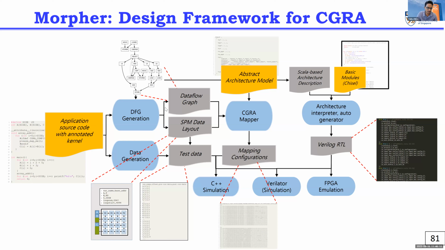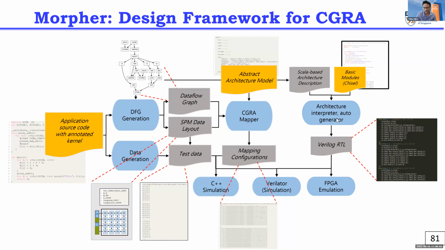So by taking those 3 inputs, the DFG generation unit generates the data flow graph of the application kernel, and also generates the SPM data layout by assigning the loop arrays into the data memory. By taking this data flow graph, the SPM data layout as well as the abstract architecture model, the CGRA mapper maps the data flow graph onto the CGRA architecture and generates the mapping configurations, where each configuration represents the configuration word that goes into the CGRA configuration memory.